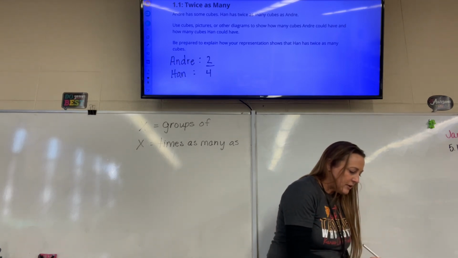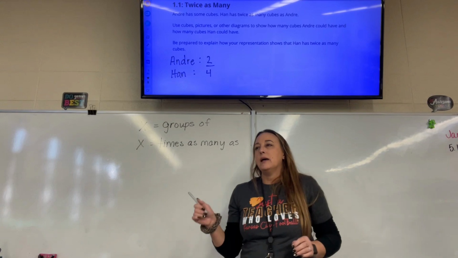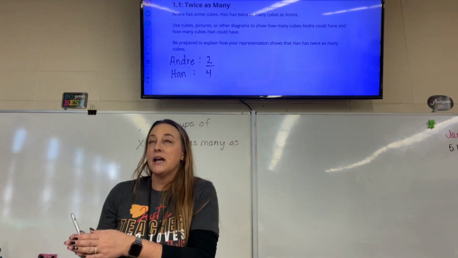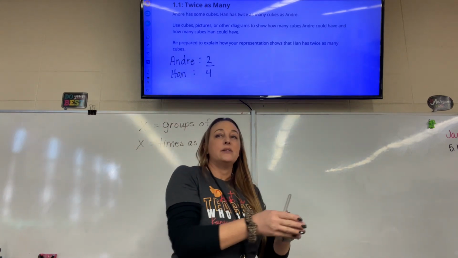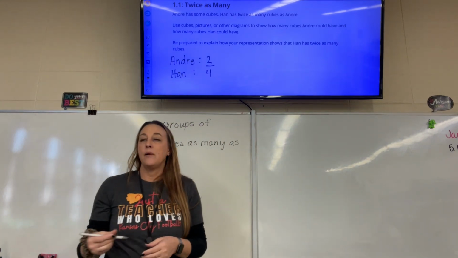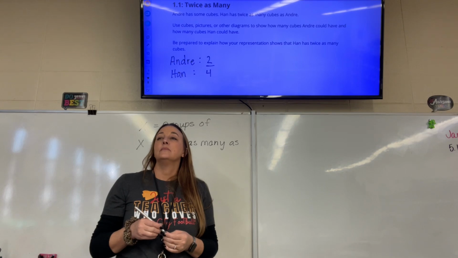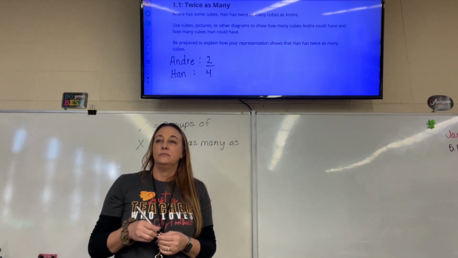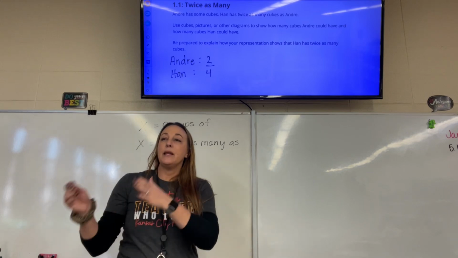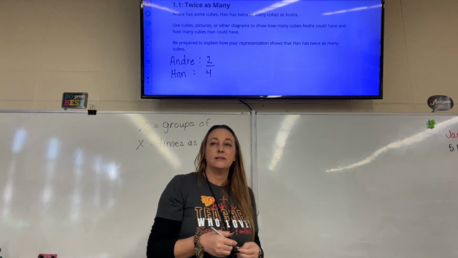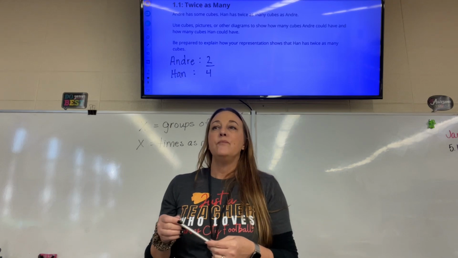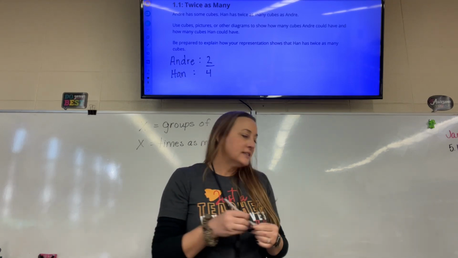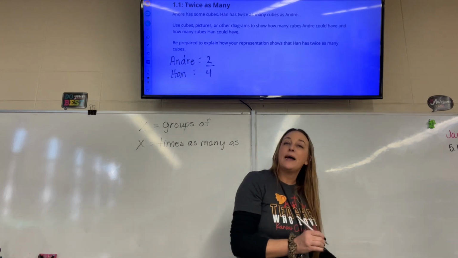If you would like to give me a number of how many Andre has and therefore how many Han has, raise your hand. Todd? 6. And 6 and... You got to give me 2 numbers. How many Andre has and how many Han has? 4. No. Ari? 6 and 12. So remember, it's twice as many, Todd.